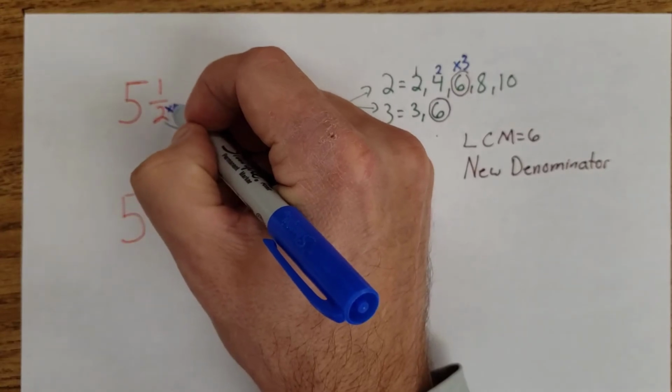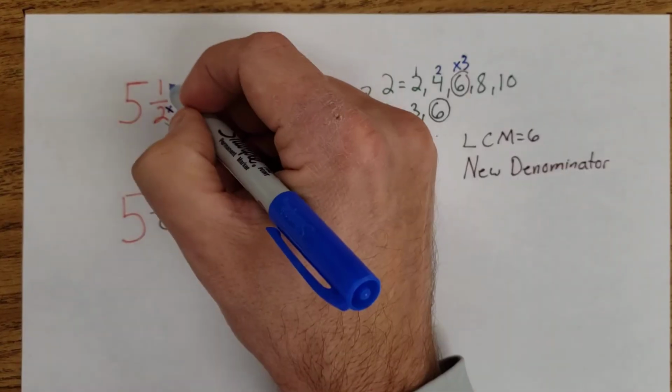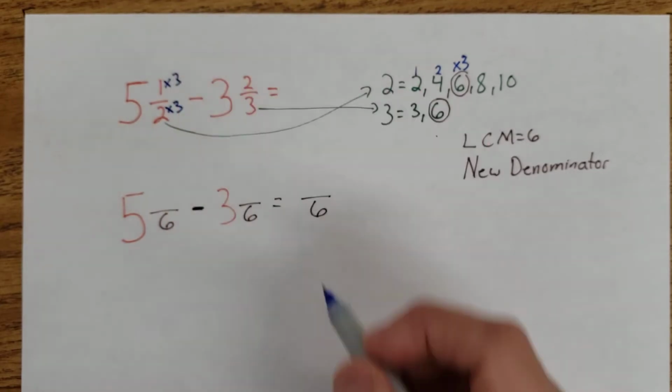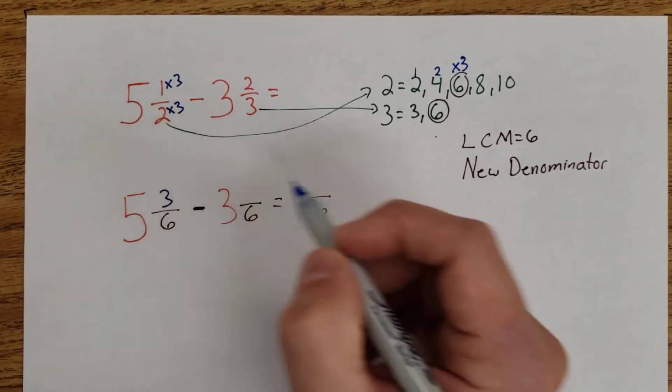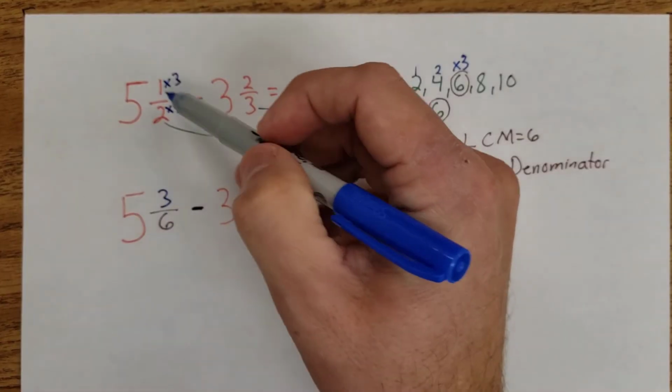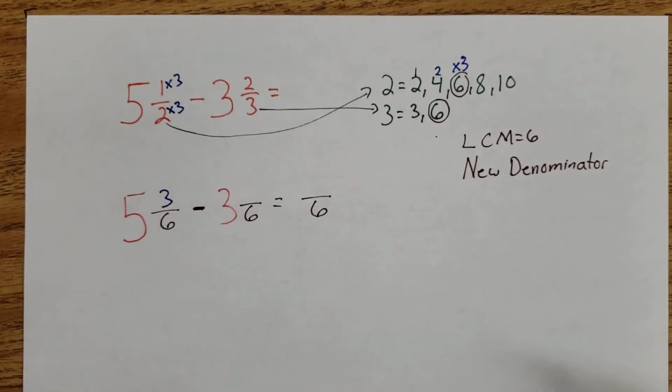So if I multiply the bottom number by 3, I get 6. So multiply the top number by 3, and that gives me 3. Notice it's still a half. 1 is half of 2. 3 is half of 6.